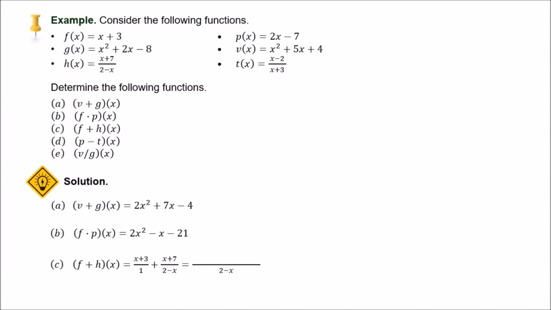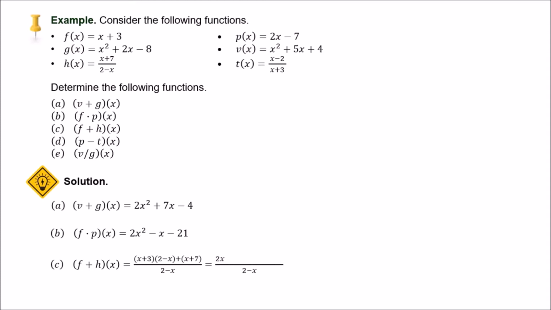Divide 2 minus x by 1 times x plus 3, x plus 3 times 2 minus x, plus divide 2 minus x by 2 minus x, that is 1, times x plus 7. Simplifying further, notice that the first part of the numerator is simply a product of two binomials, x plus 3 and 2 minus x, to which we can employ the FOIL method.